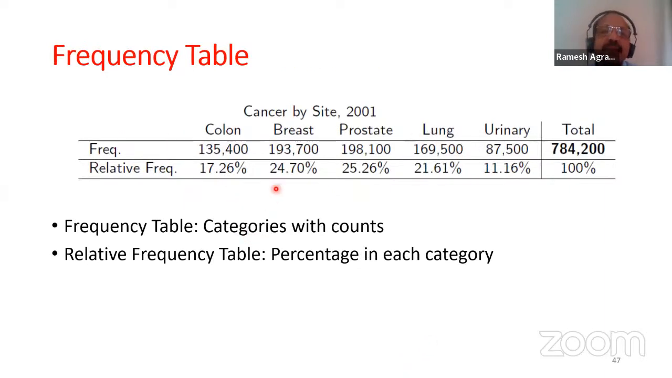Then from the same data, what can I do? These are the total number of samples suffering from these different kinds of cancer. If you want to find out the percentage of people suffering from colon, we say it is 17.26%. Breast 24.70%. Prostate 25.26%. Similarly lung and urinary. So the total is 100%. This we call a frequency table.